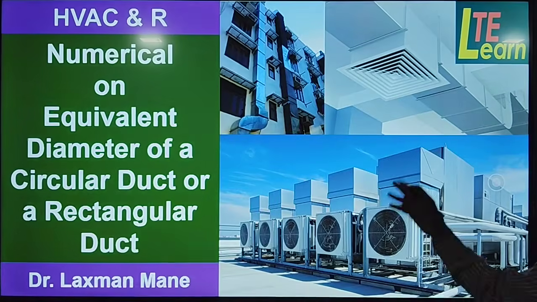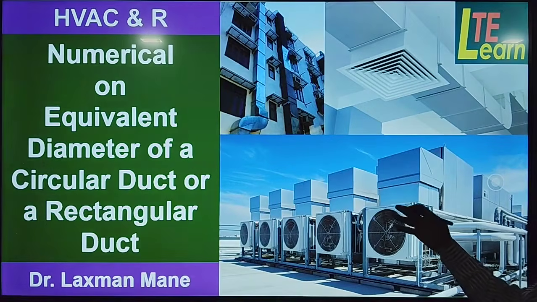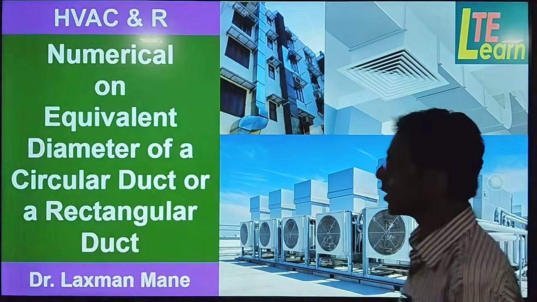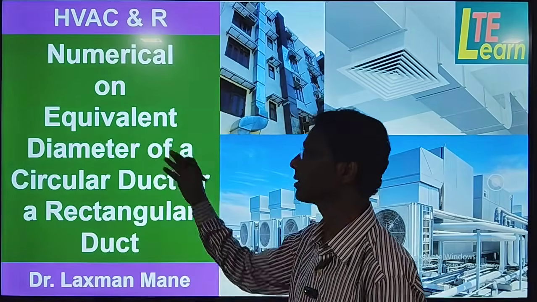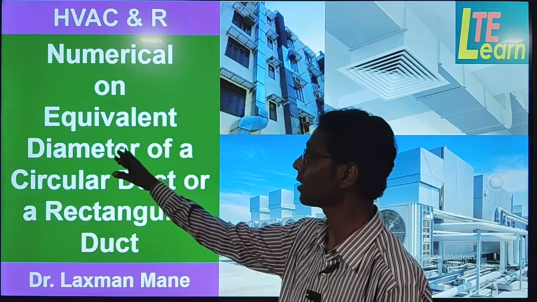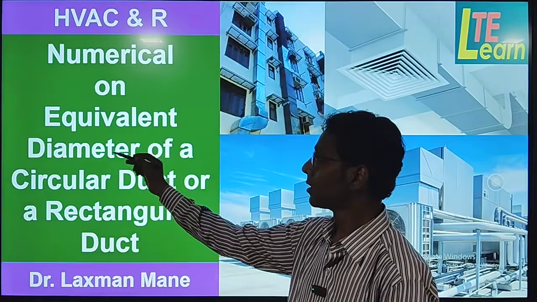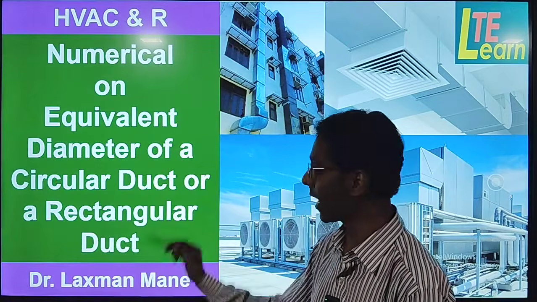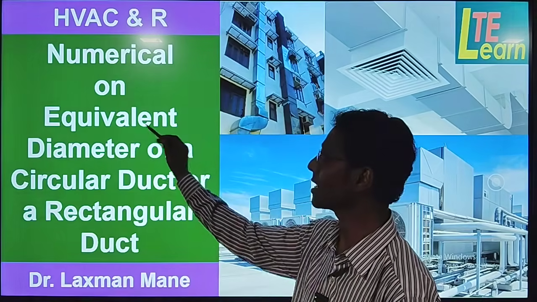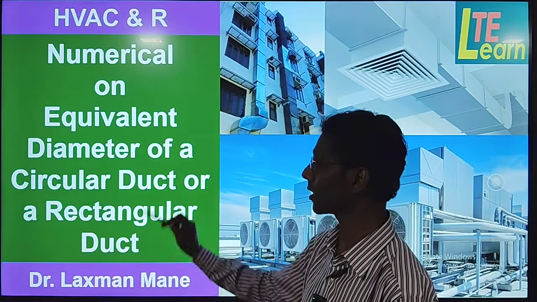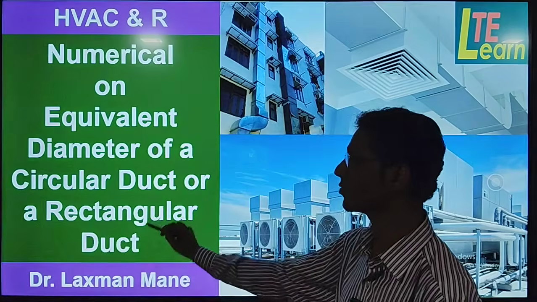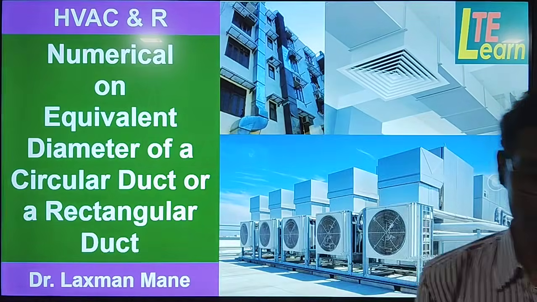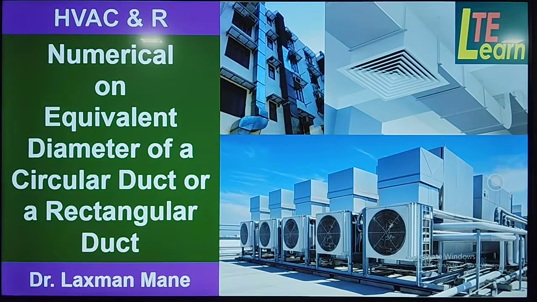Now in this case, here is a numerical given. In this we have to find the size of a rectangular duct. The dimension of a circular duct is given, and then by using the concept of equivalent diameter, we have to find the size for the rectangular duct. So for this, let us see the statement of the numerical.